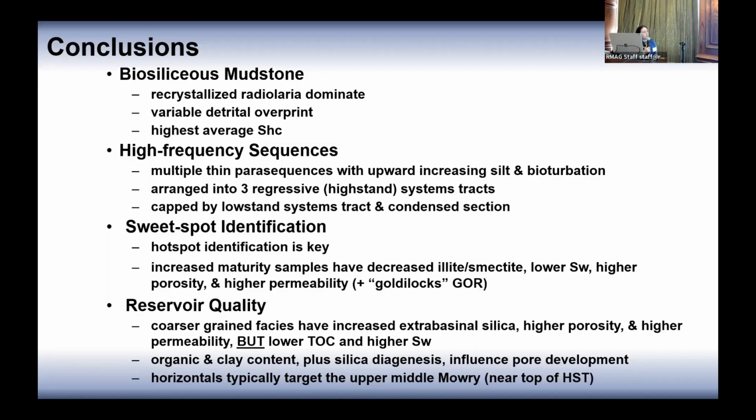And then lastly, I touched on the horizontals that have been drilled and how they're typically targeting the middle Mowry zone. And I would think that the best zone within the middle Mowry to target would be near the top of that middle highstand systems tract, where you're going to get the best combination of detrital silica and frackability, still be able to stay away from water saturations in the upper Mowry, but not necessarily give anything away in terms of the production that you get.